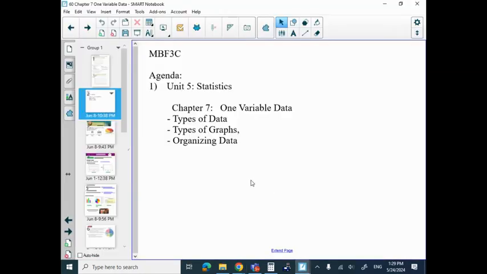Hello, everybody. This is the first unit of our first lesson of our last unit of the course. So it's unit 5 on statistics, and it's going to be chapter 7 and 8. It's one variable data, analyzing data, and the last chapter is on probability. So we're getting near the end here. So let's just get started with this.